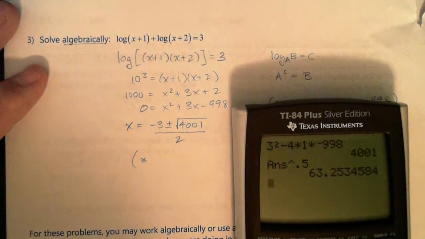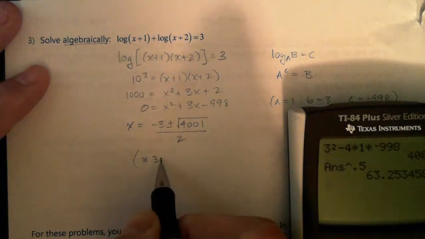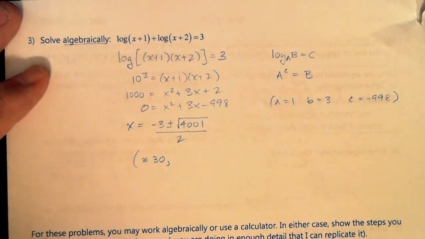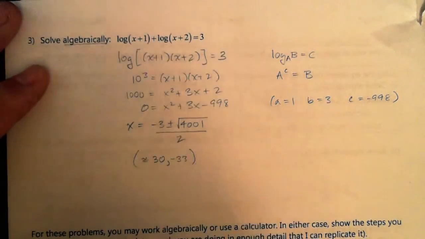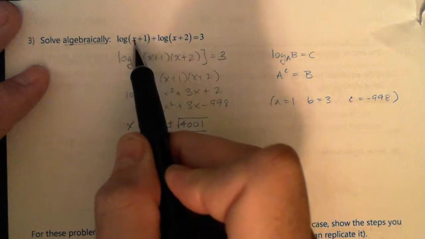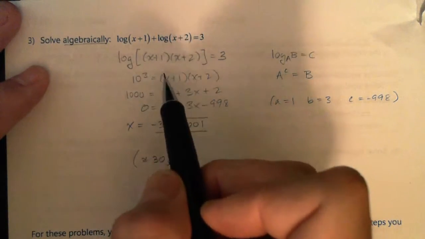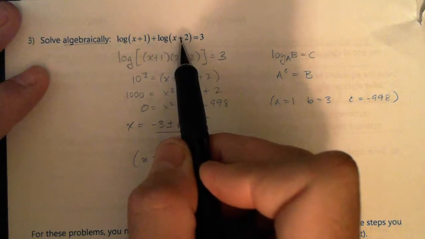The square root's around 63, so negative 3 plus 63 is around 60. And over 2, that would be 30. Approximately 30. And negative 3 minus 63 is minus 66. So minus 33. The reason for this is when we look up here, we see that x plus 1 and x plus 2 have to be both positive for these expressions to be defined. And so x has to be greater than negative 1 and greater than negative 2.